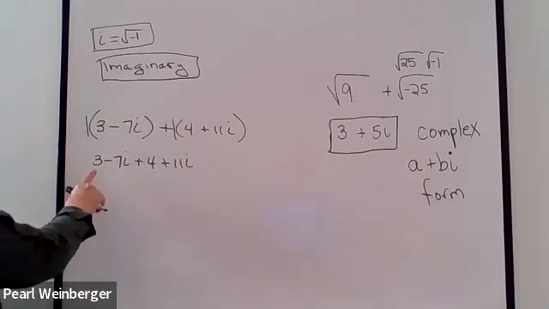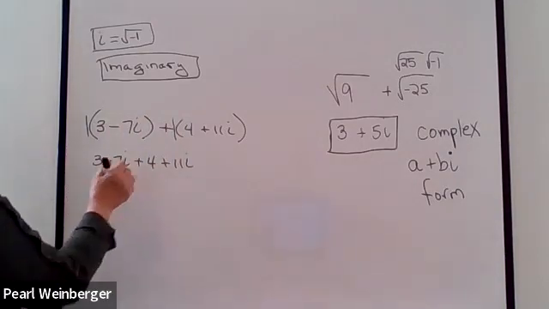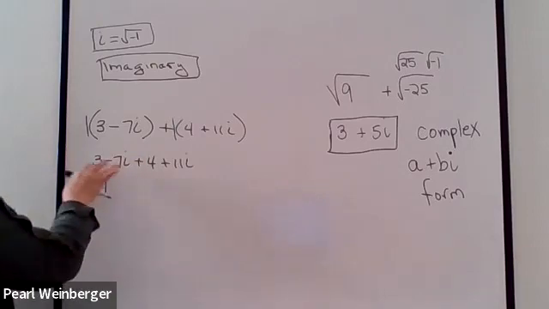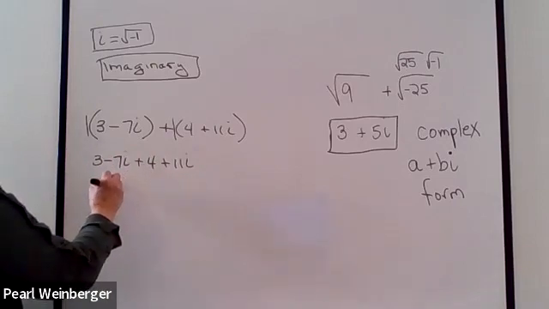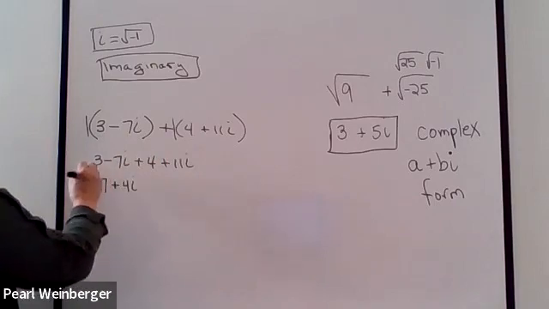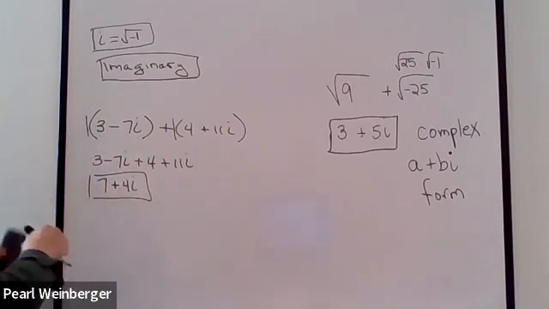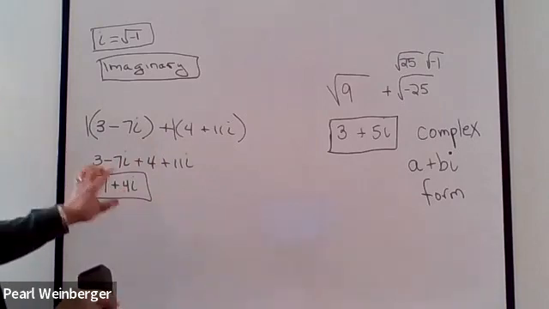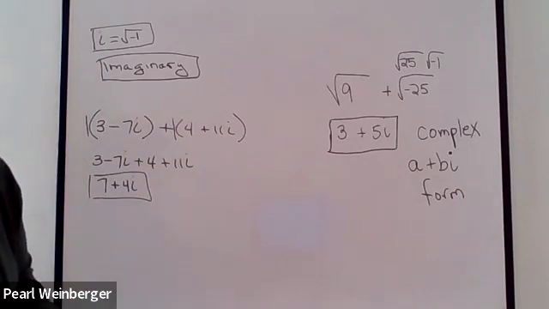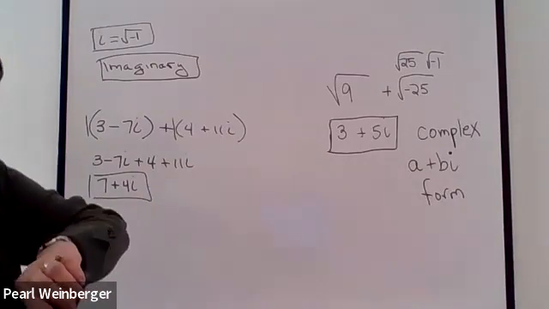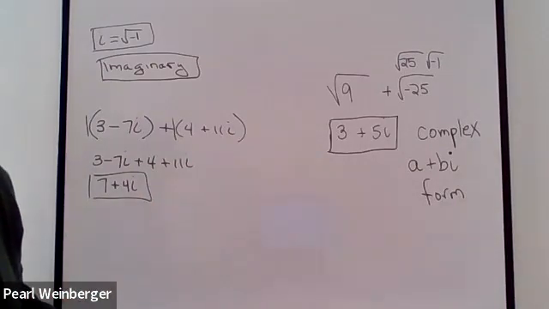And now you're going to combine the like terms. So the 3 plus the 4, you can combine to 7, because they don't have any i's. And the negative 7i plus 11i is going to give you 4i. And here's your answer. It is in a plus bi form. It's a complex number. So adding and subtracting numbers with i is not hard, just regular algebra.